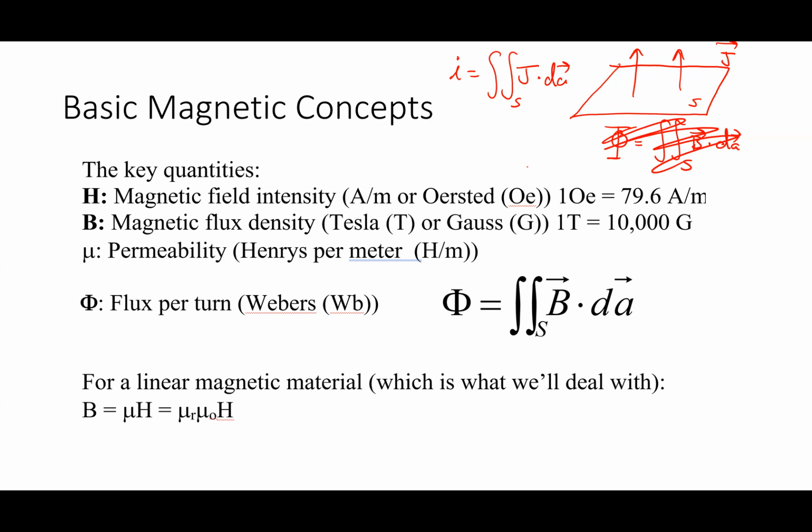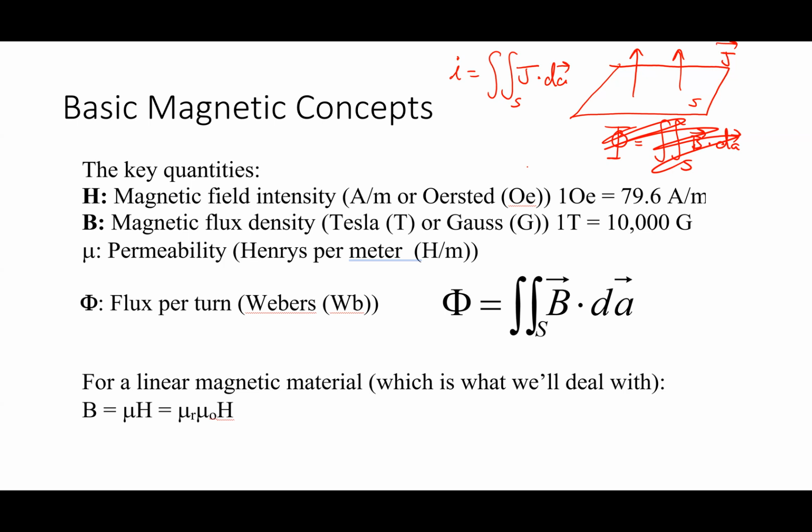Which I'll explain why that is a little bit. So phi is what we write that as. B and A are vectors, all right? And I'm doing the dot product. If I do a dot product of two vectors, what do I get? A scalar. So phi is a scalar, just like I, current, is a scalar, okay?